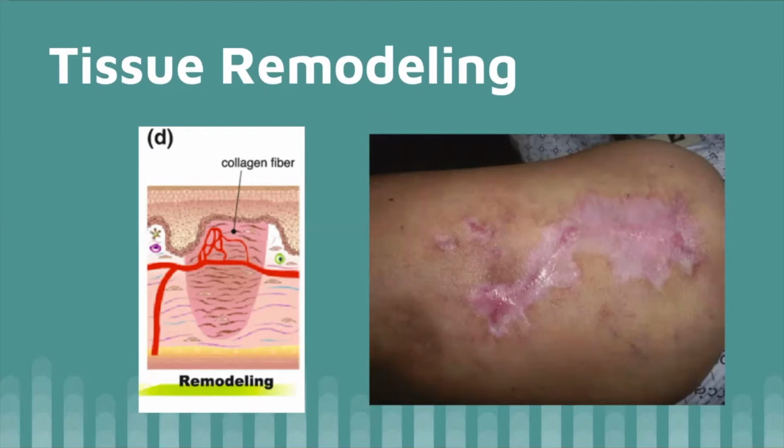As you can see in the image on the right, we have this wound that has been fully healed, and this is the beginning stages of the remodeling. Tissue remodeling can take up to 2 years for a scar to fully go away, and even then there still might be some semblance of scar tissue.